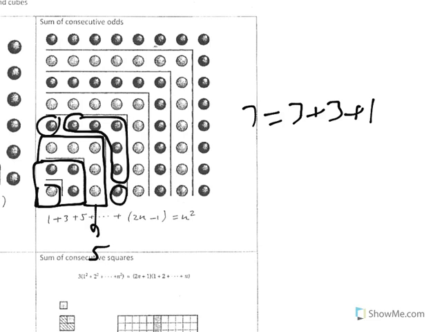Either way, it seems clear that anytime I add the next odd number, it's going to fill in one more sort of L-shaped thing, creating one more square, and it means that the sum of consecutive odds always adds up to a perfect square, and it's the square of the number of odd numbers.